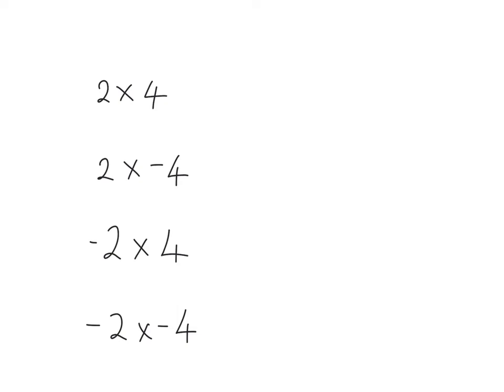So we're going to have a look at multiplying and dividing with negative numbers. So here we've got 2 times 4, and well, we know that that's 8. So I want to do 2 times negative 4.